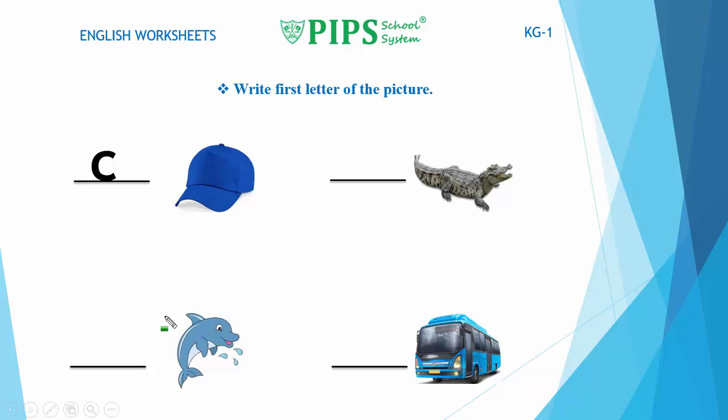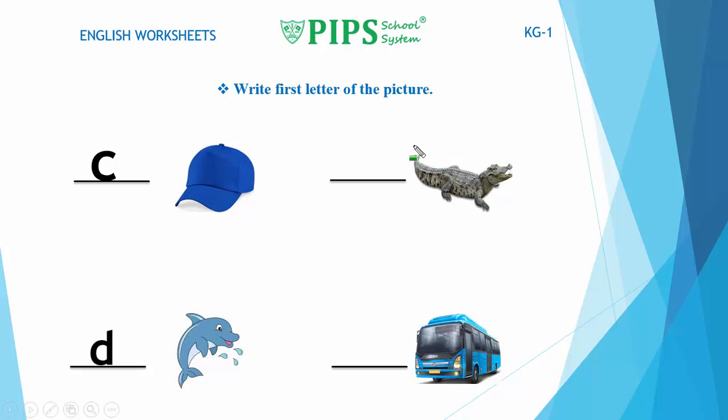The next picture is dolphin. This is a dolphin. The initial letter of dolphin is D. It sounds like D. D. Dolphin. Now students, here we will write the letter D like this.